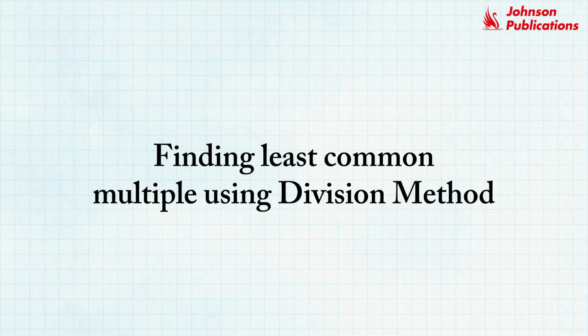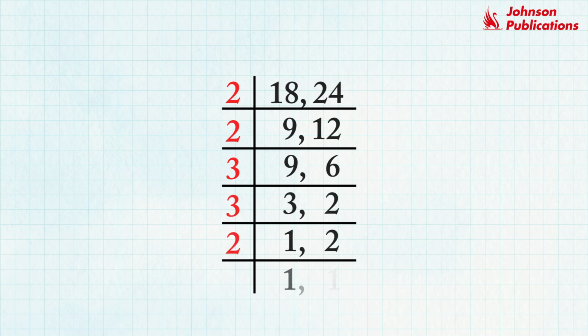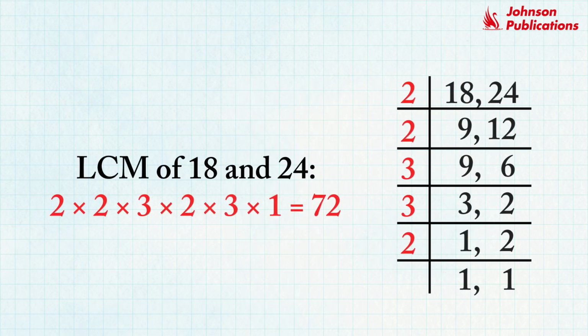Finding least common multiple using division method. Let us find the least common multiple of 18 and 24 by using the division method. Divide 18 and 24 and find the factors. LCM of 18 and 24 is 72.